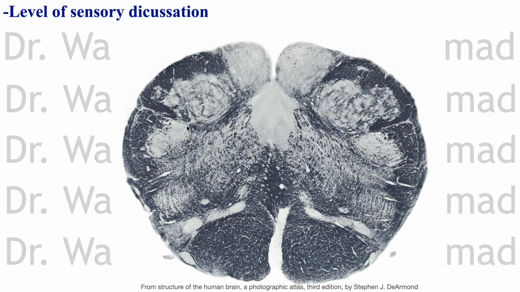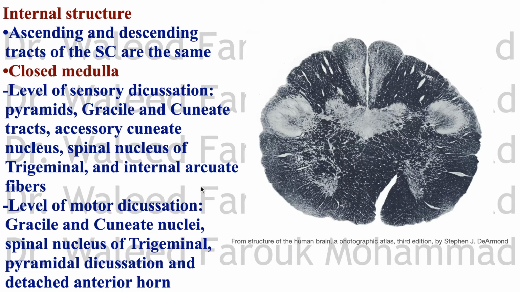This is part of the spinal nucleus and tract of the trigeminal. This is the accessory cuneate nucleus. And here we have the medial lemniscus and the MLF. And here this is the pyramid and part of the inferior olivary nucleus.